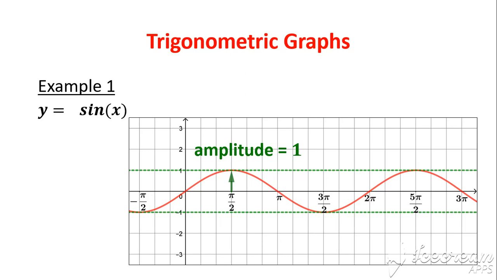And when we write y equal to sine x, remember just like when we write y equal to x, we mean y equal to 1x. So sine x means 1 times sine x. There's a 1 out the front that's missing. We just don't write it. So this number out the front is the value of the amplitude. This graph has an amplitude of 1.